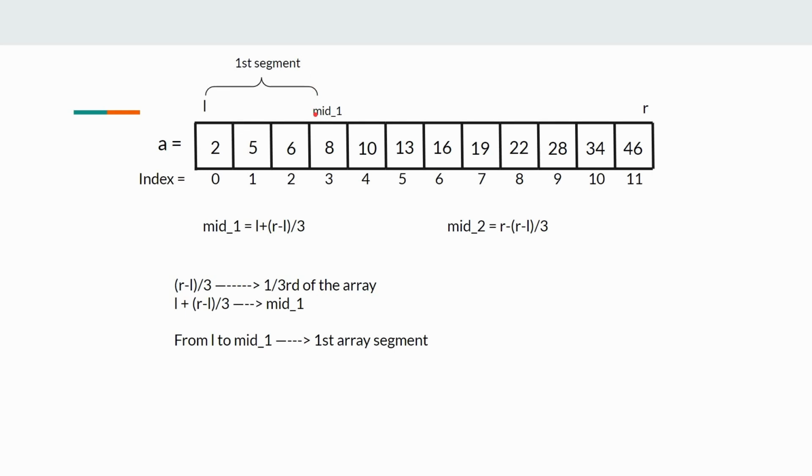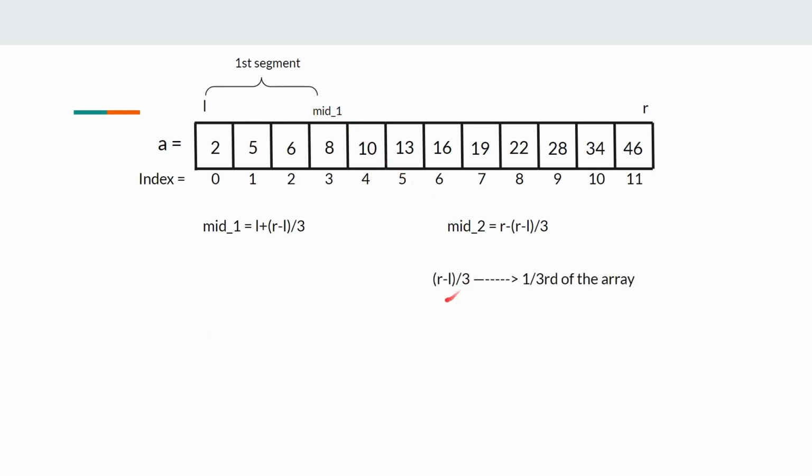Similarly, for mid2, we take (R minus L) divided by 3, which is one third of the array. Then from the right side, we go one third of the array inward to get our mid2.